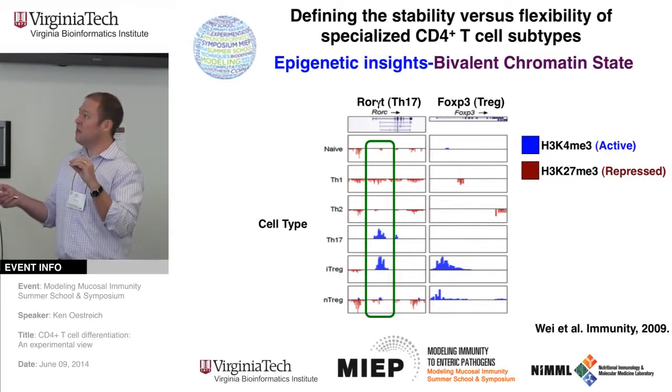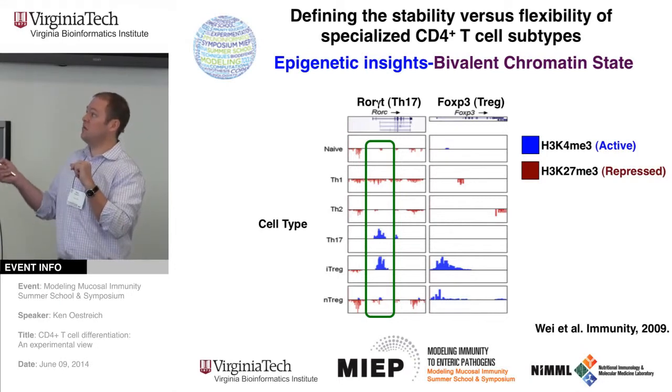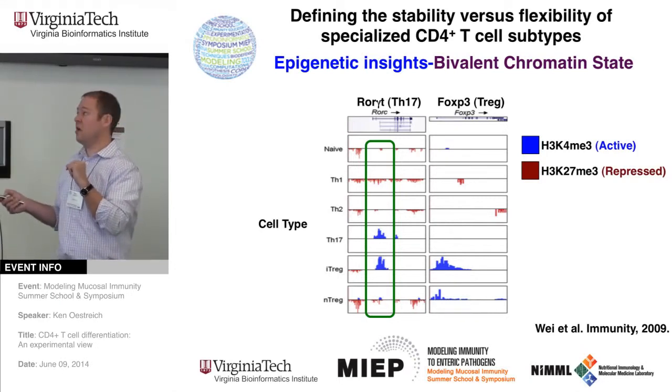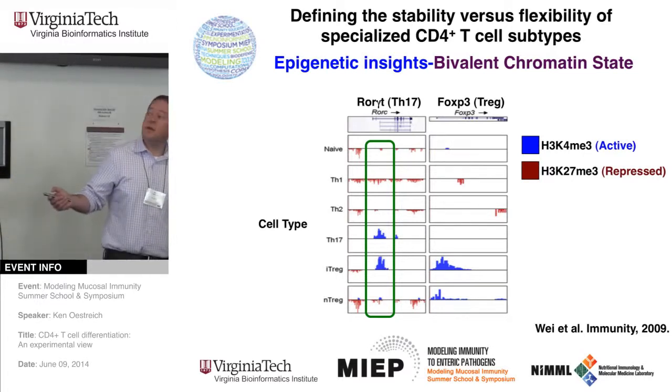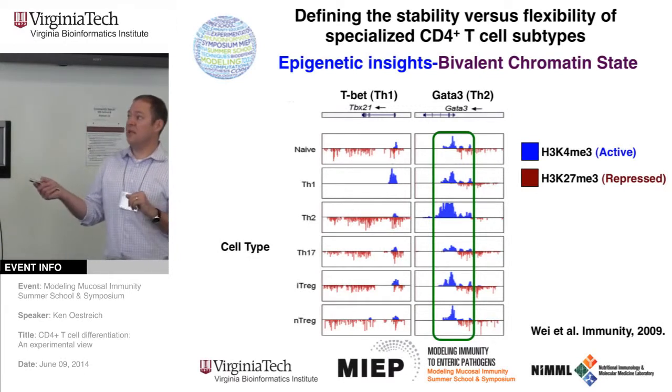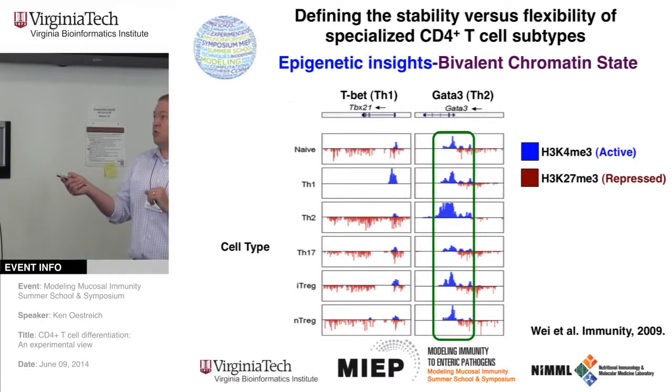But as you can see, the RORγt locus is very H3K4 trimethylated in both Th17 and Treg populations, again suggesting that there could be flexibility or plasticity between these two cell types. Again, this shows you that the RORγt locus is completely shut off in both Th1 and Th2 cells. And so again, that's why in this slide, it looks like the plasticity will be unidirectional from a Th17 cell to a Th1 or to a Th2 cell.